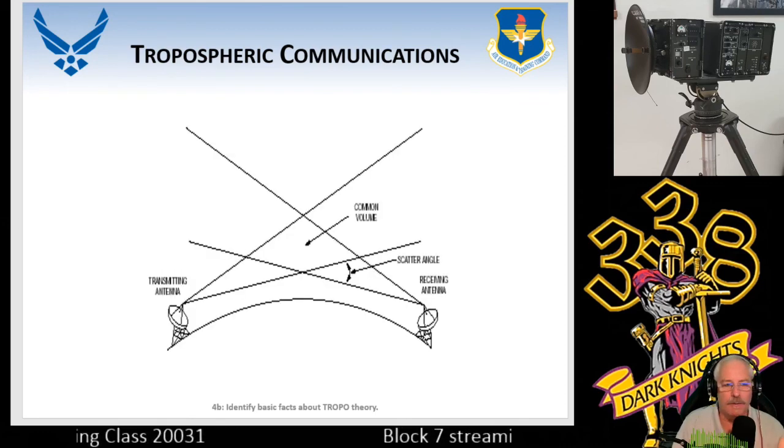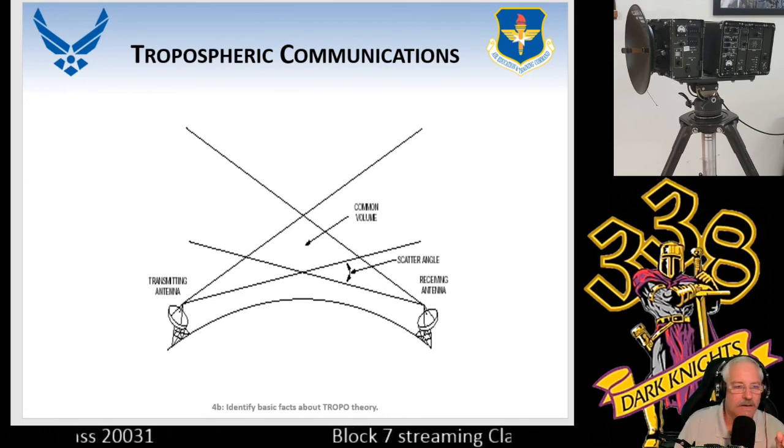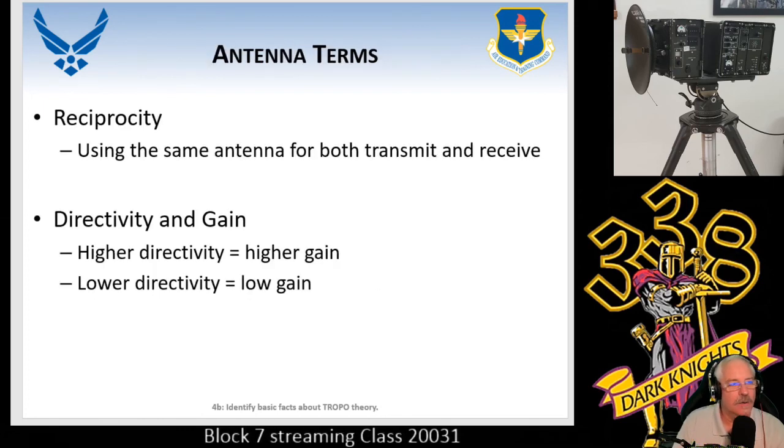Here is your common volume, which can also be classified as your scatter volume. Take a look a little bit at the scatter angle and how you can get it and where the refraction is going to take place. We have a couple of these nice words, which are reciprocity, directivity, and gain.